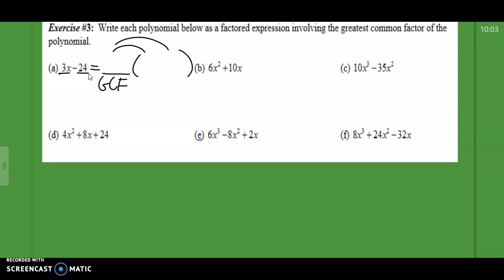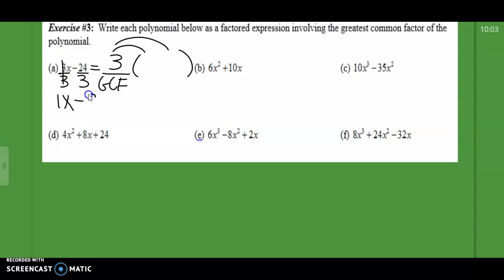3 is a prime number, and you always look to the smallest. Does 3 go into 24? It does. You could always check that with a normal calculator by dividing. So we take that GCF and we divide by 3. Once you divide by 3, that's going to give us 1x.